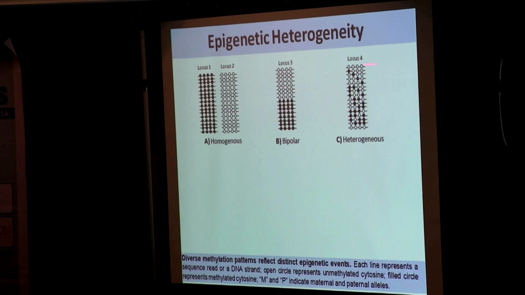So now let's look at the scenario. You now understand that each line here is a sequence read. For example, here has 16 sequence reads. And for this genomic position here, you see all methylated.